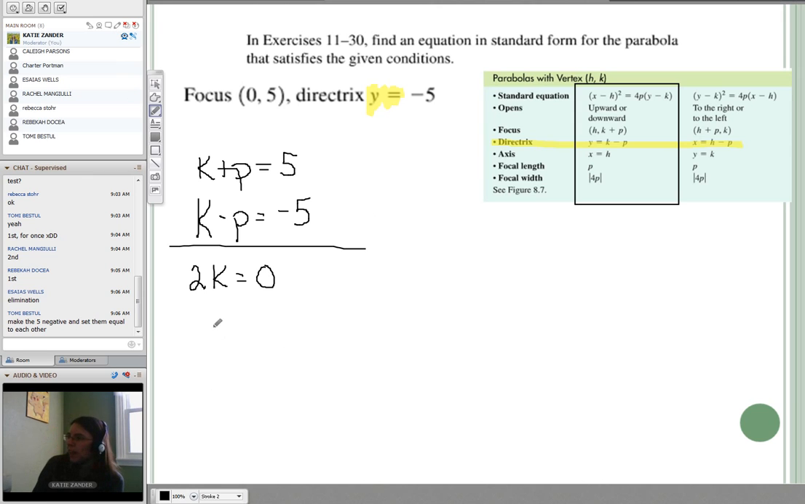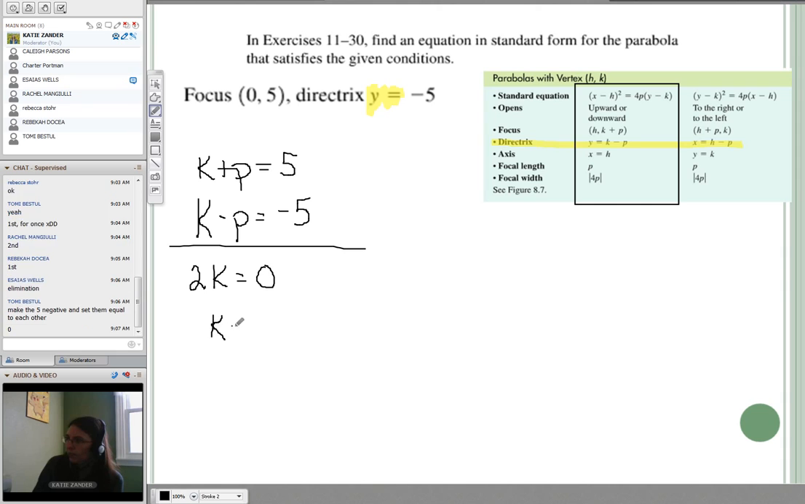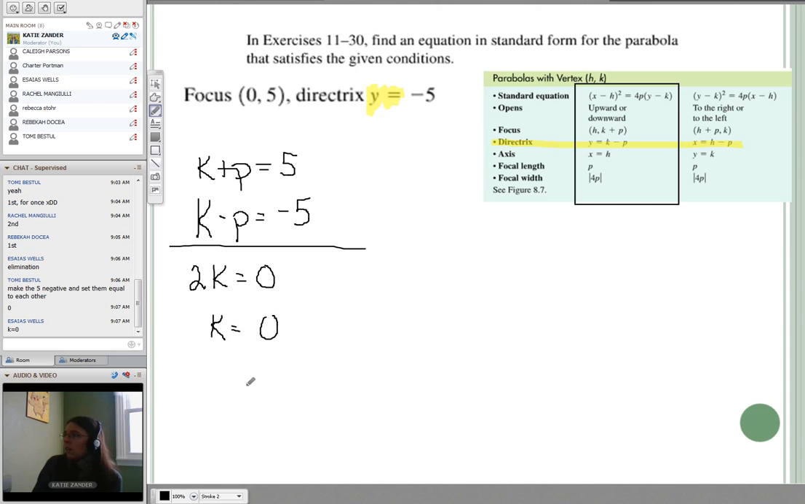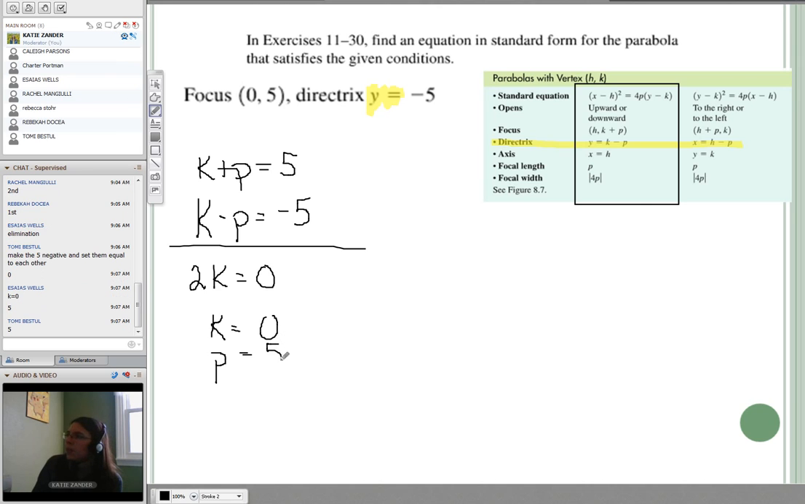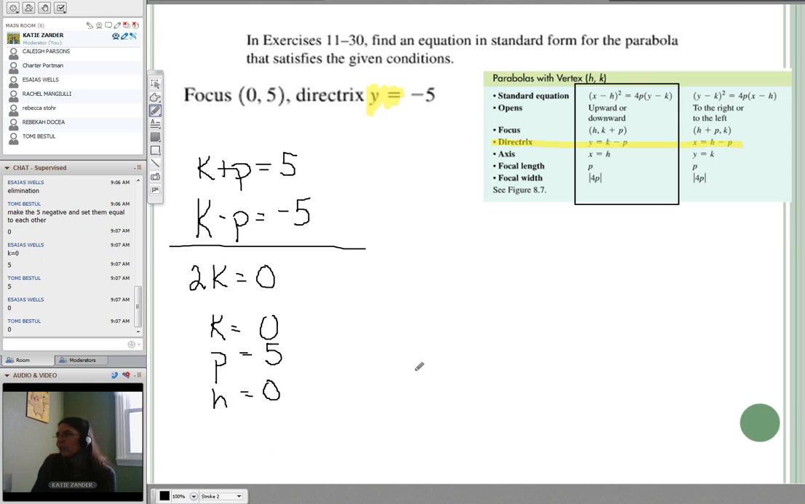Therefore, what is my value of k? 0. So if k is 0, what is p? Yep, p is going to be 5. And we can also pull what h is as well. If we take a look at that focus, what is the value for h? Yeah, so we actually notice the vertex is going to be at 0, 0.